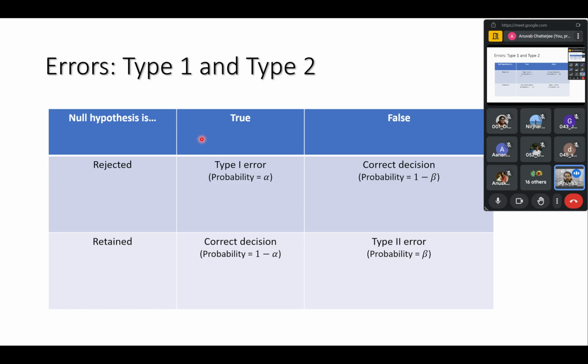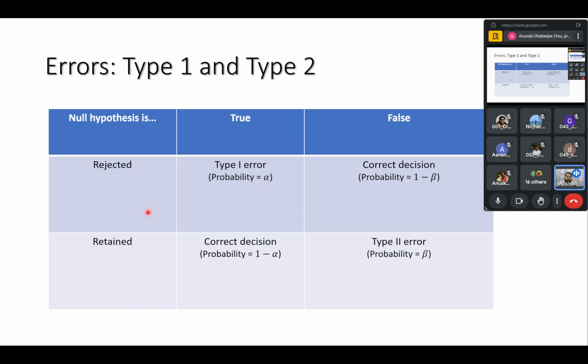So this is known as the type 1 error, in which the null hypothesis is rejected, but your alternate is false. So the null hypothesis should have been retained in this case. So that is known as the type 1 error. The type 1 error is shown by probability alpha.